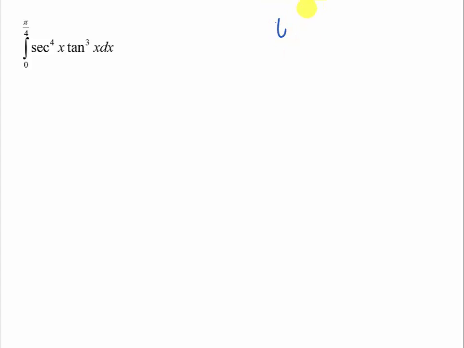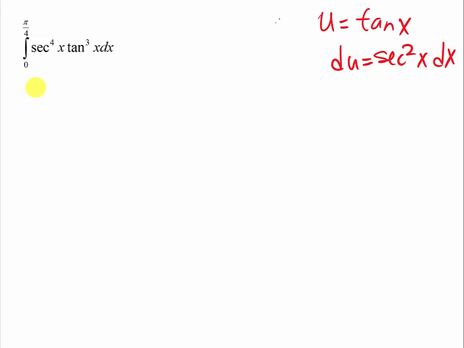So I am going to let my u be tangent x so that my du is secant squared x dx. So let's see if that's going to work here. When I split it off, I'm going to leave me a secant squared x and a tangent cubed x, and then the secant squared x dx.